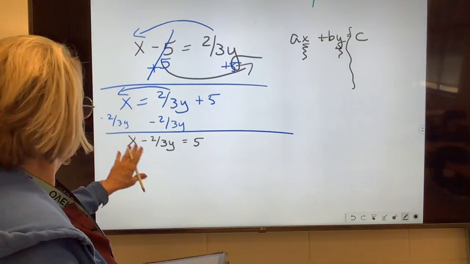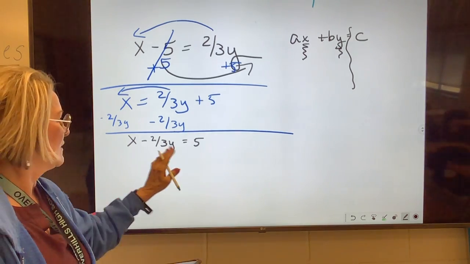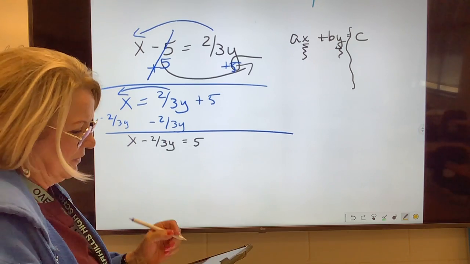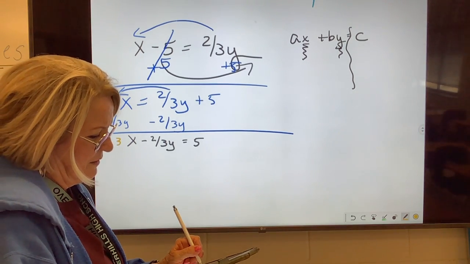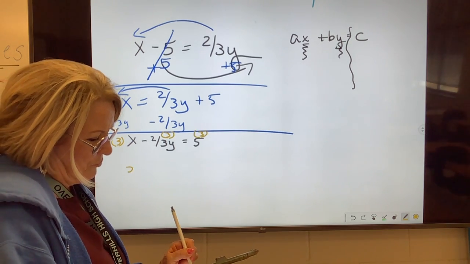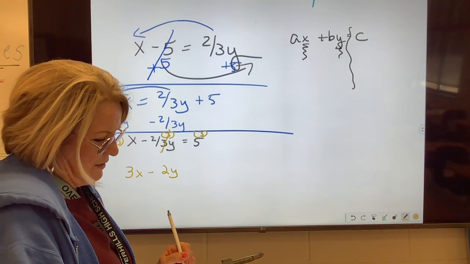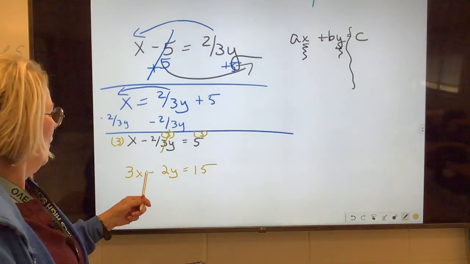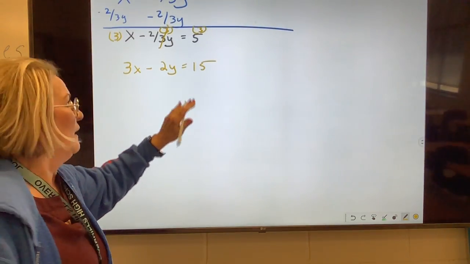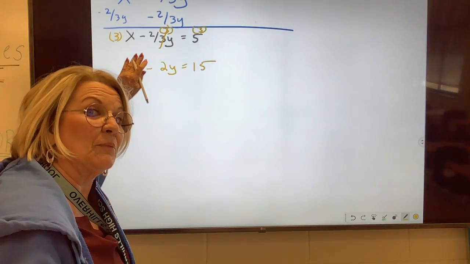I'm getting there. I've got my x's and my y's on the left side of the equal sign. So now I have to get rid of the fraction because we're not allowed to have fractions. And I'm going to do that by multiplying everything by 3. So that would give me 3x minus 2y equals 15. This would not be a good one to graph because when I cover this up and solve for y, I'm going to get a decimal.